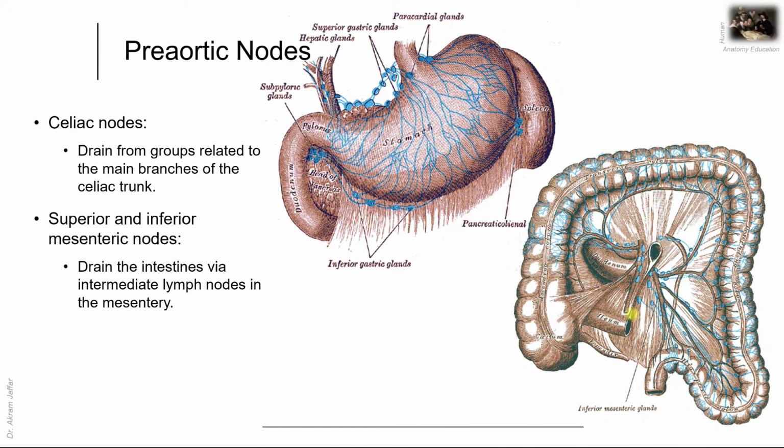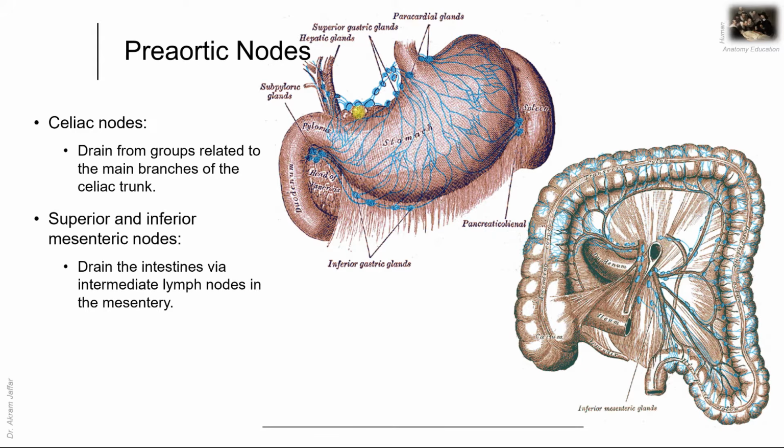The pre-aortic nodes, as I said, the celiac lymph nodes, they drain from lymph node groups that are related to the main branches of the celiac trunk, like the left gastric, the common hepatic, and the splenic. So they mainly drain the foregut. And then we have the superior mesenteric lymph nodes, which mainly drain the regions of the midgut. And then the inferior mesenteric nodes, they drain the hindgut regions.